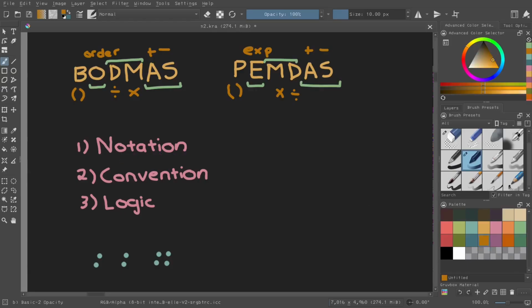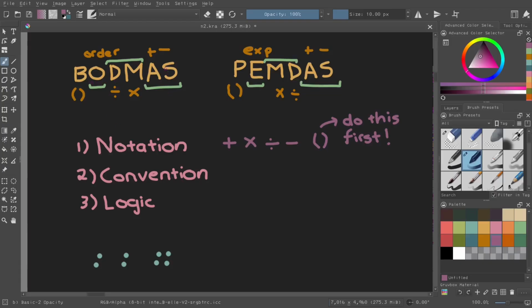We have our first reason, which is notation. So we have assigned a particular symbol to mean something. If you take addition, for example, this symbol means addition, this symbol means multiplication, and so on. This is for division, this is for subtraction. In a similar way, we use brackets to say this must be done first. So this is just simply a matter of notation. If you want to do something first, then just put it inside brackets.